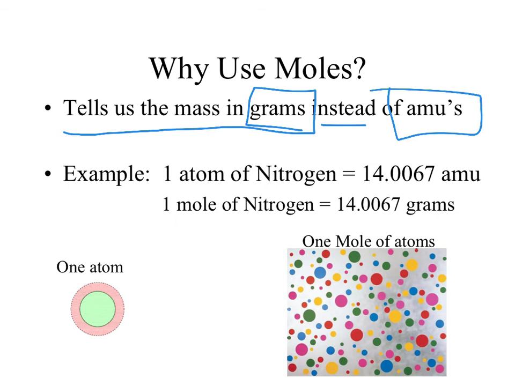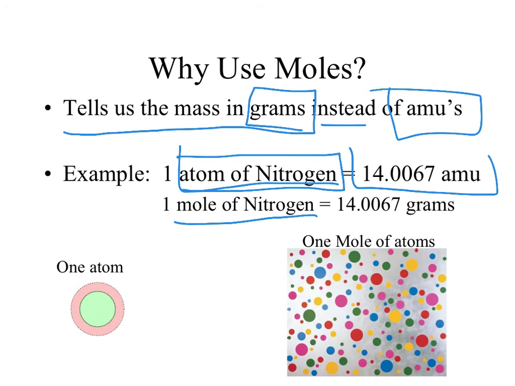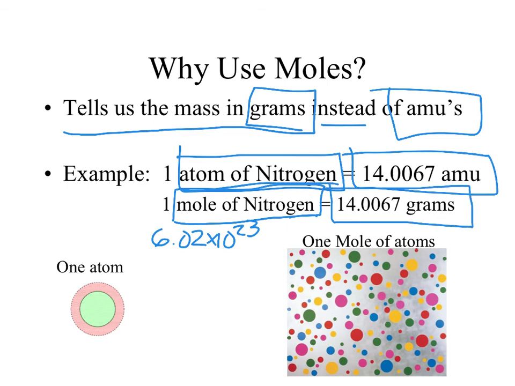So here's the difference between the mass of an atom of nitrogen and the mass of a mole of nitrogen. One atom of nitrogen, individual by itself, has a mass of 14 atomic mass units. However, if you have a mole of nitrogen atoms, remember, a mole of nitrogen atoms means you have 6.02 times 10 to the 23rd atoms of nitrogen. It has the same number, 14.0067, but notice the units turned into grams.